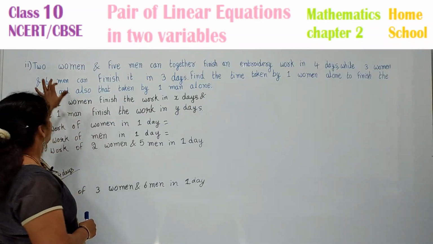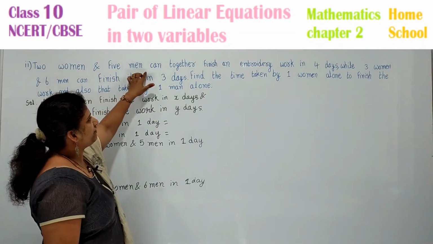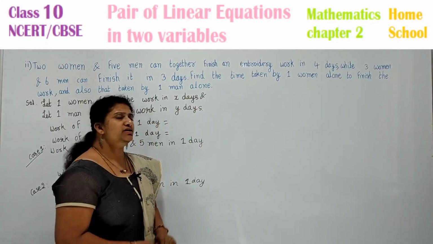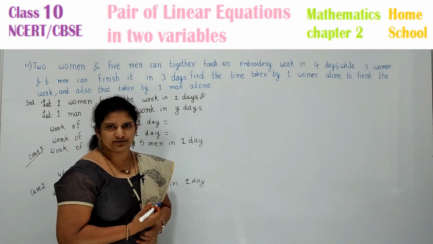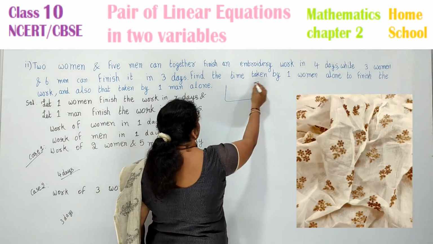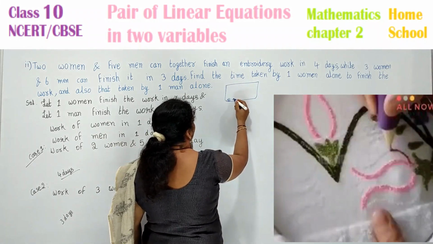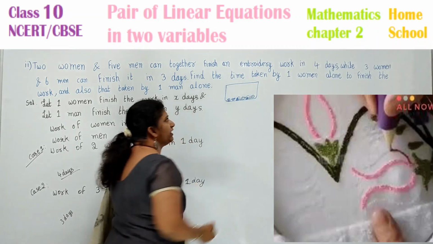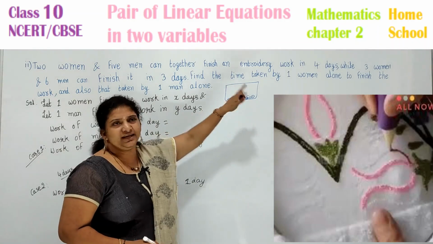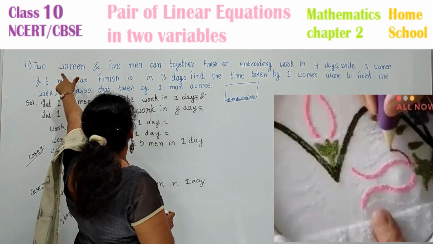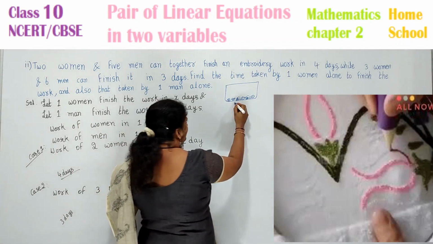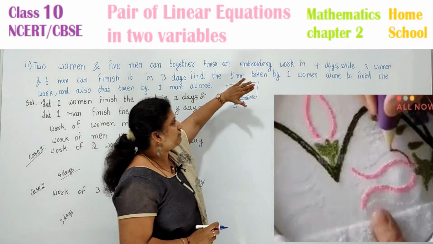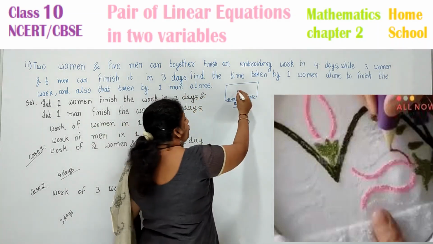Right? Second sub-question. 2 women and 5 men can together finish an embroidery work in 4 days. Suppose let us take any sari or any dress. Let us imagine here, so they are going to do an embroidery work, something like this. You just imagine, okay? This work, a complete sari they need to do. How many people are there? 2 women and 5 men.